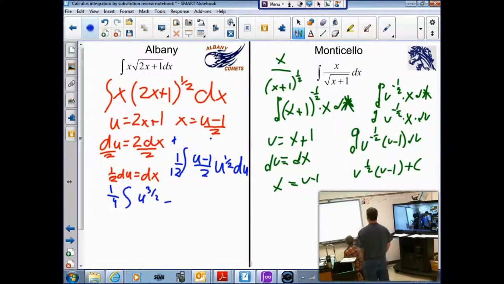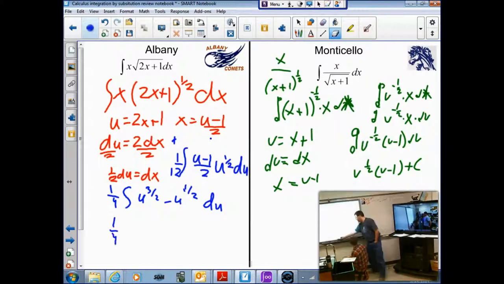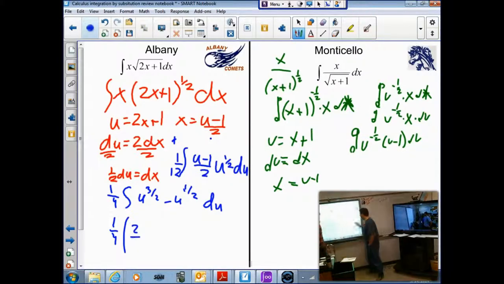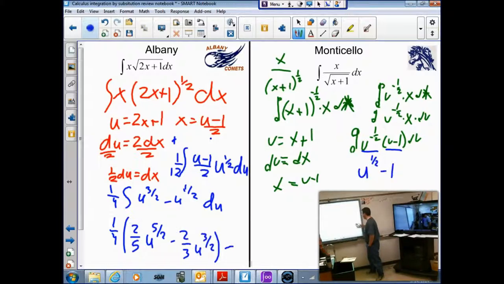Do I have to put anything in front to make that still one? No, you're not done. You don't have C yet. You did not separate the things because you can't do an integral of this times this. It cannot be done. So I need to add them. So you need to combine together. So you get a u to the 1/2 minus a 1 u to negative 1/2 du. Now you can do the integral of that.